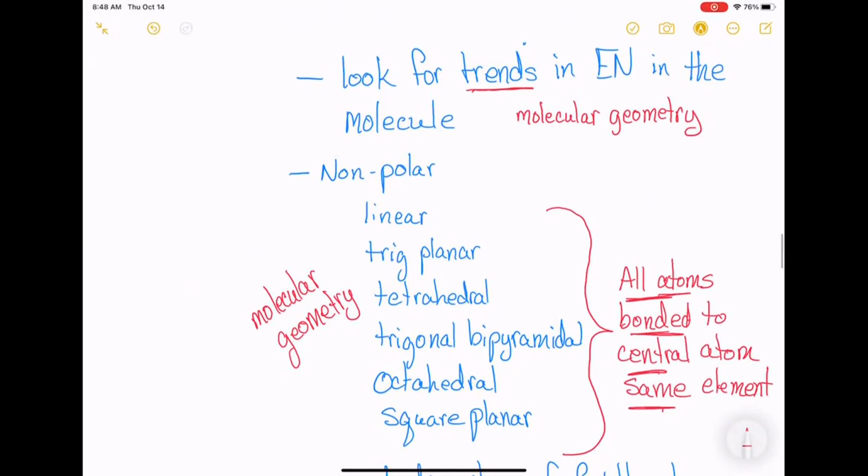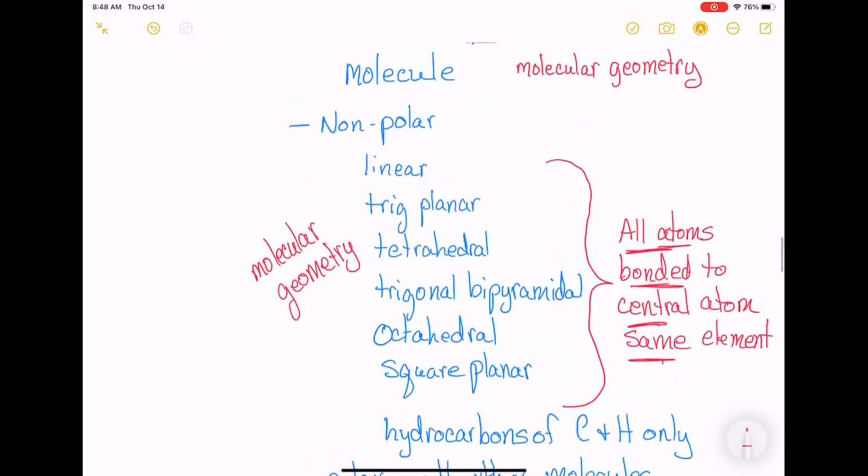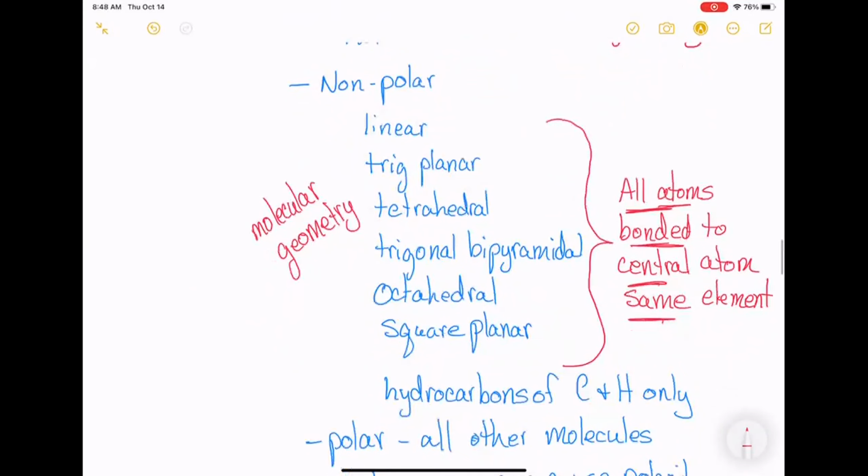The other example of a nonpolar molecule is going to be hydrocarbons made up of carbon and hydrogen only. So anything that's nothing but carbon and hydrogen, it's nonpolar. I don't care how many carbons and hydrogens it has. If it's nothing but carbon and hydrogen, it will be nonpolar.